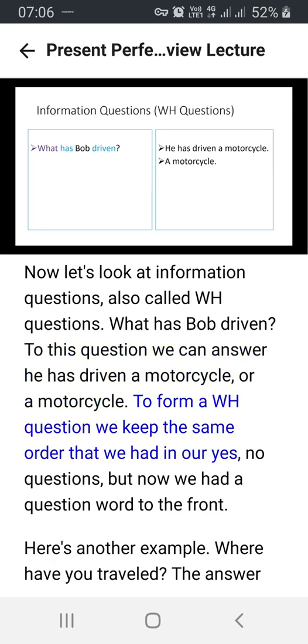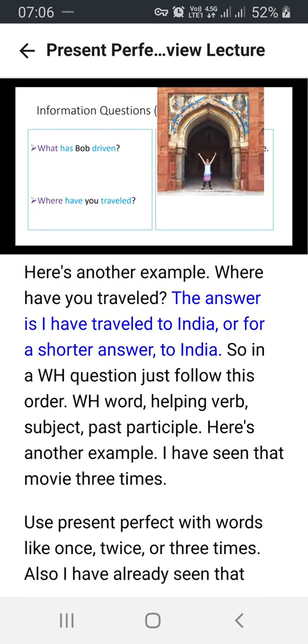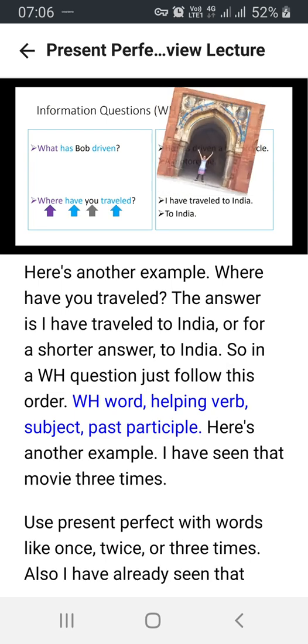To form a WH question, we keep the same order that we had in our yes-no questions, but now we add a question word to the front. Here's another example. Where have you traveled? The answer is, I have traveled to India, or, for a shorter answer, to India. So, in a WH question, just follow this order. WH word, helping verb, subject, past participle.